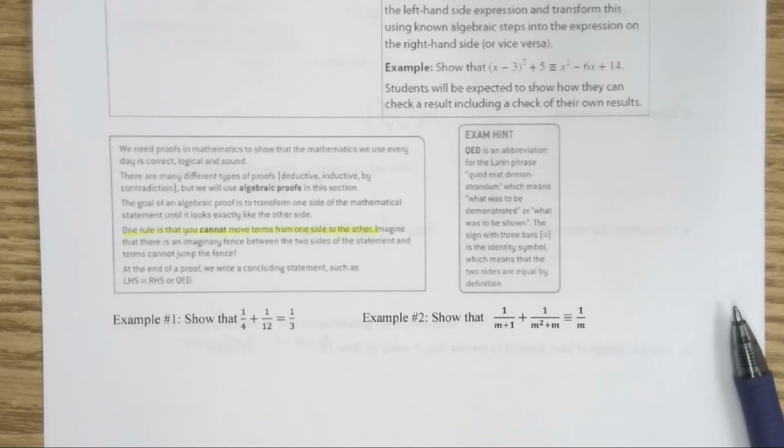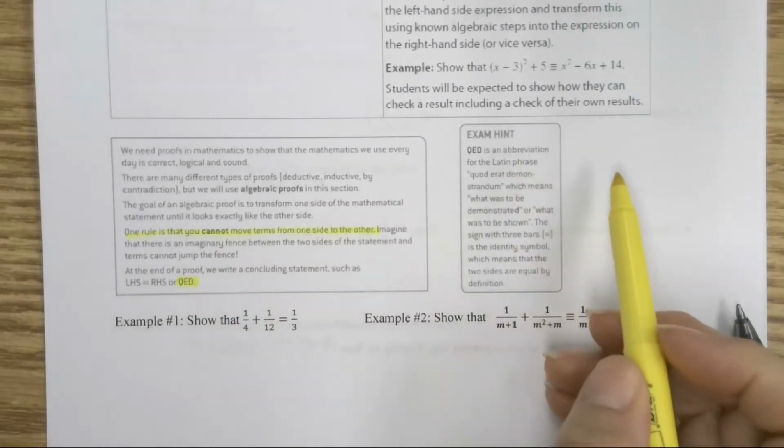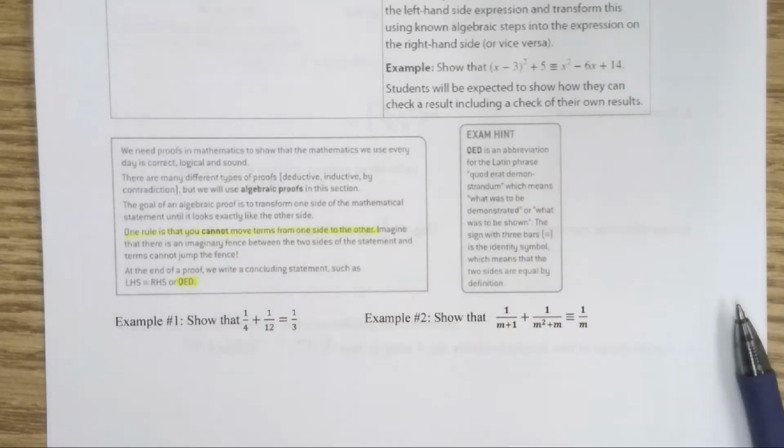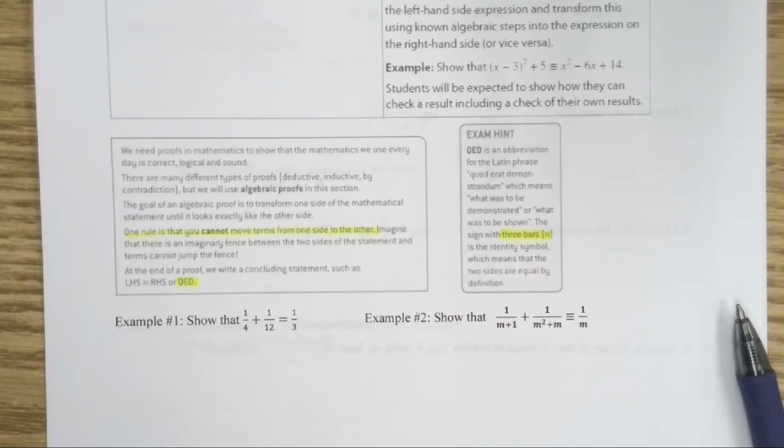And then at the end, you can write a concluding statement. I'll usually write QED. QED is a phrase that means what was to be demonstrated, or what was to be shown. And this sign with the 3 bars, you're going to see that pop up every now and again, is called the identity symbol, and it means that the two sides are equal by definition. All right, so let's take a look at a few examples.